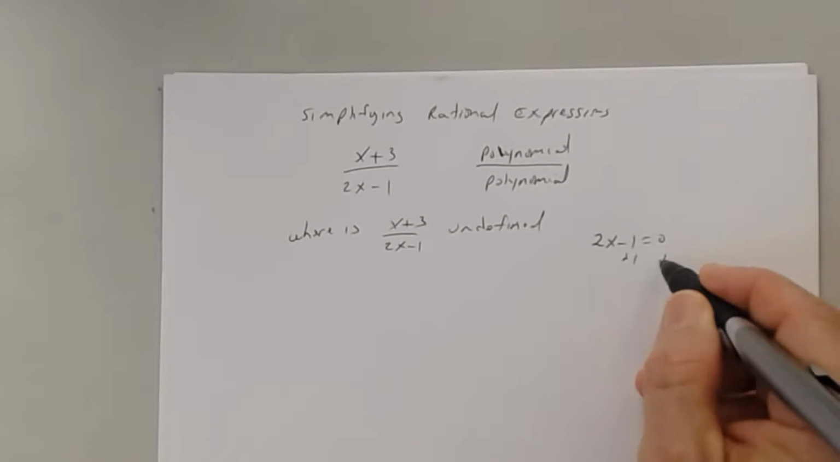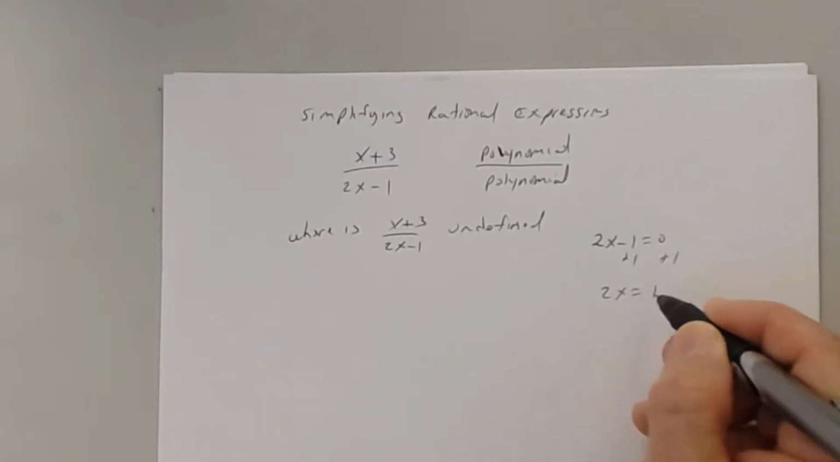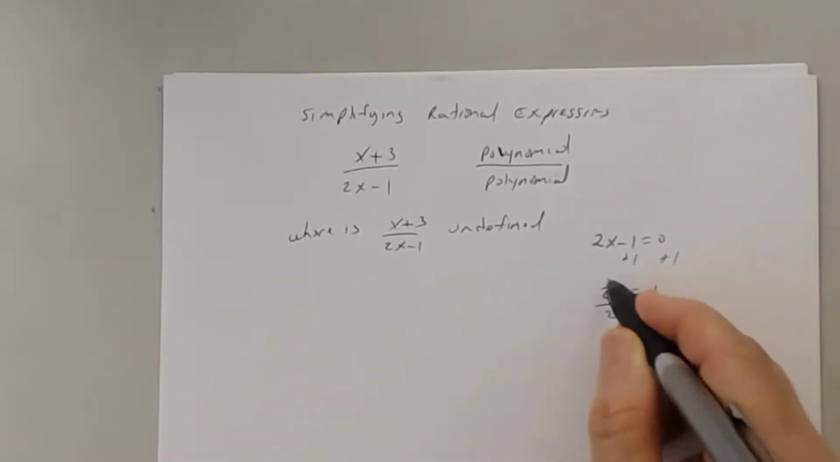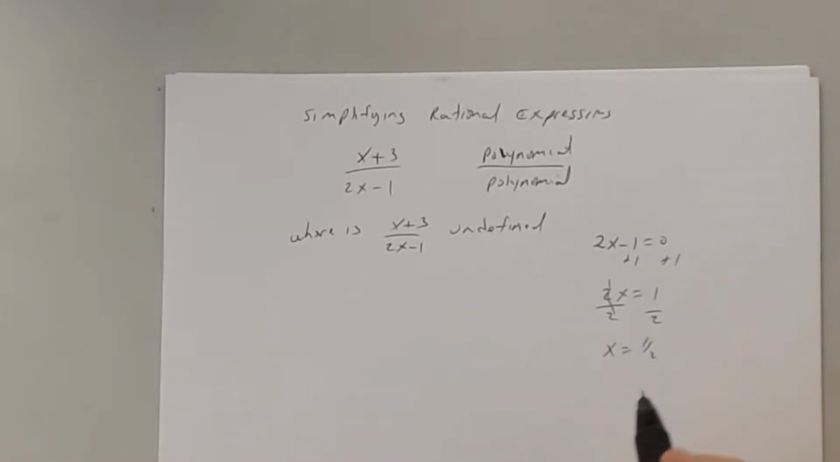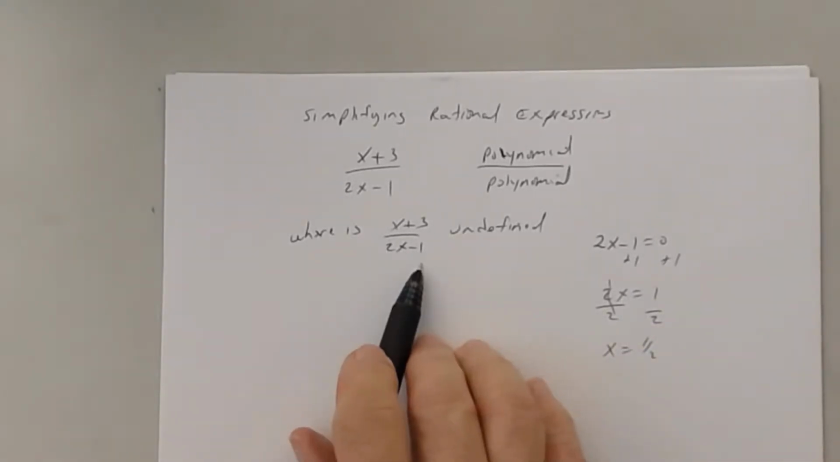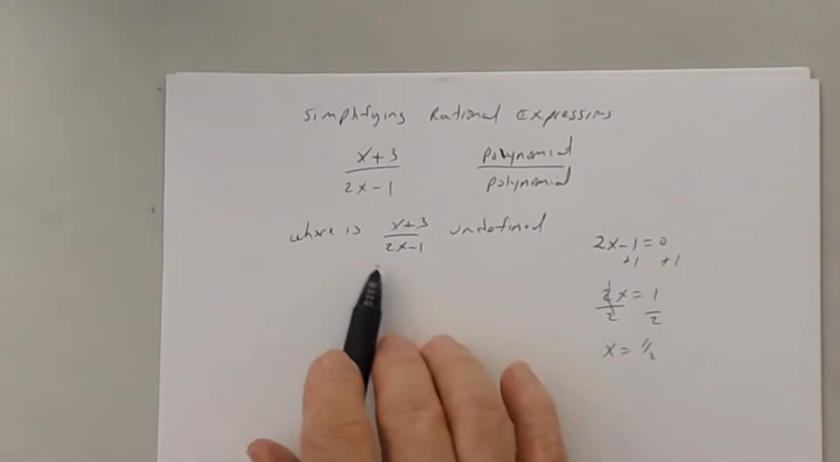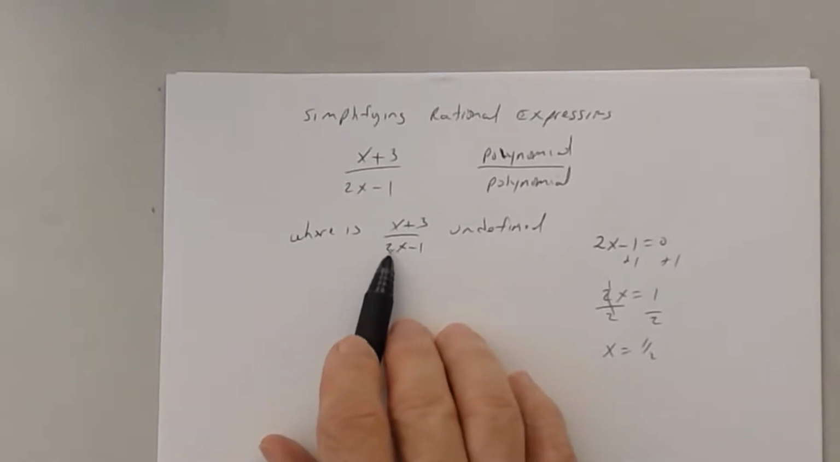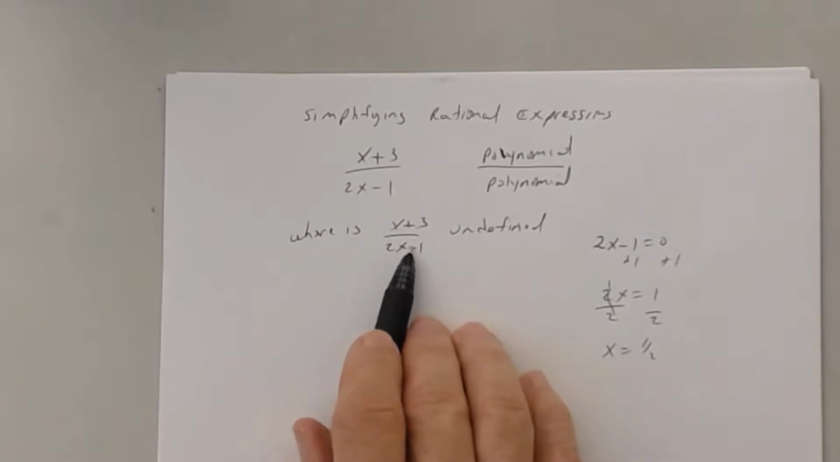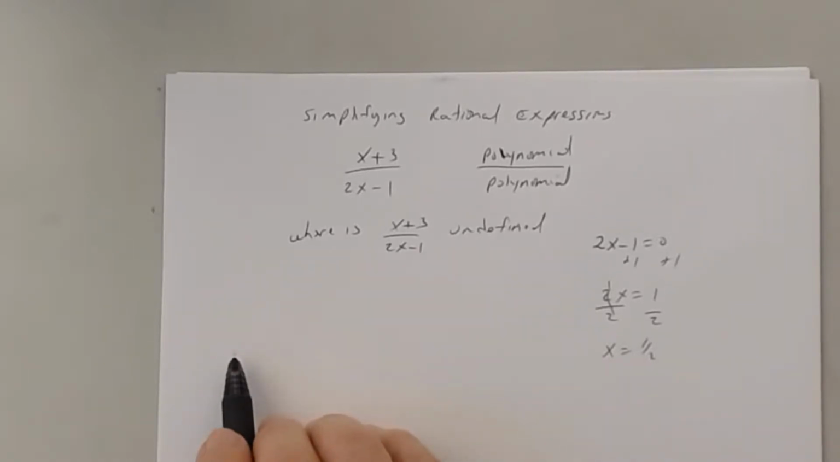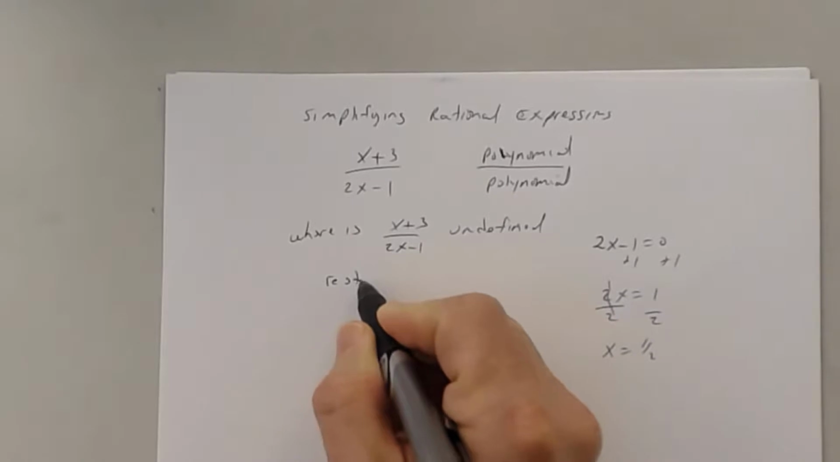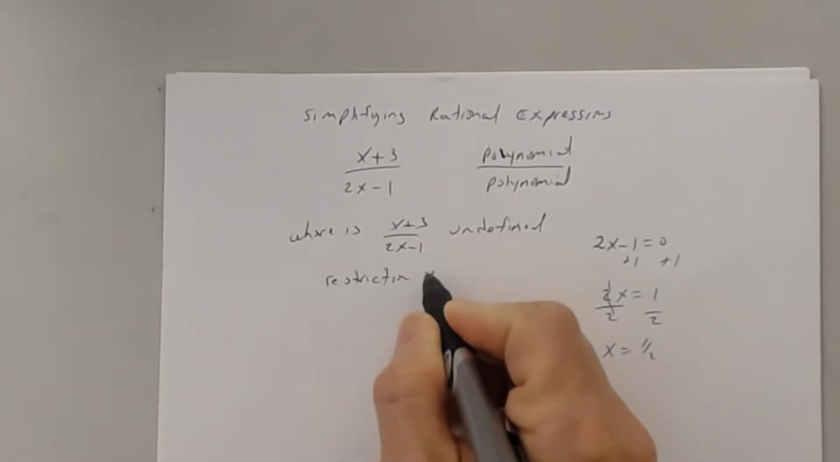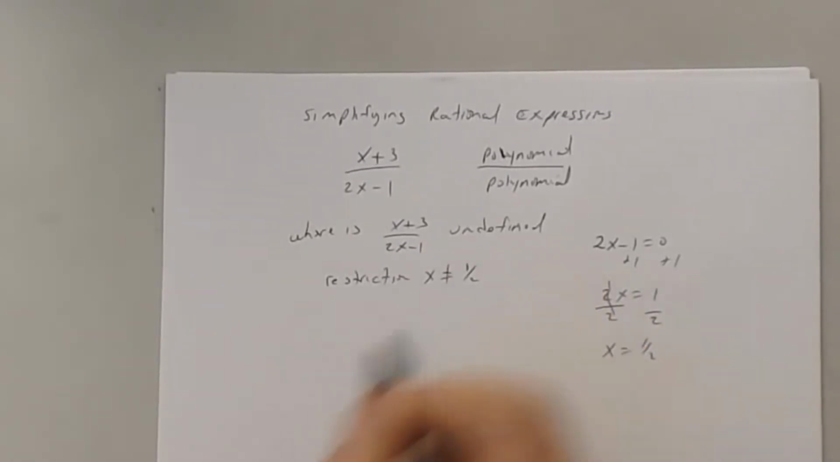So you add 1 to both sides, so you get 2x equals 1. Divide both sides by 2, so x equals a half. So x equals a half makes my denominator 0. It makes this rational expression undefined. Because what's 2 times a half? You can check. What's 2 times a half? 1. And what's 1 minus 1? 0. All right. So the restriction would be that x cannot equal what? 1/2.